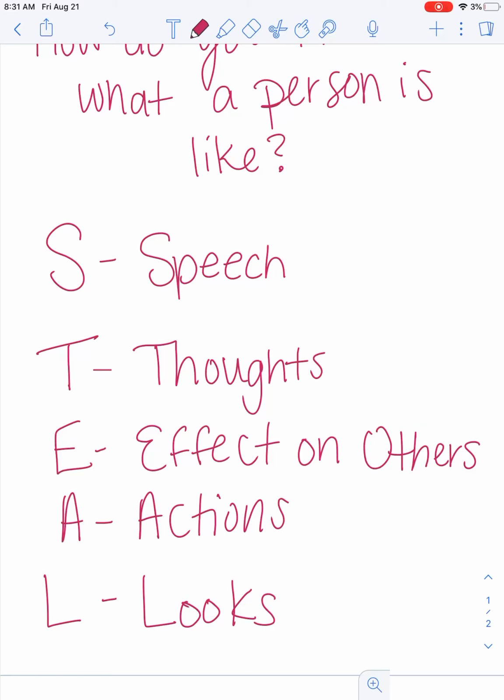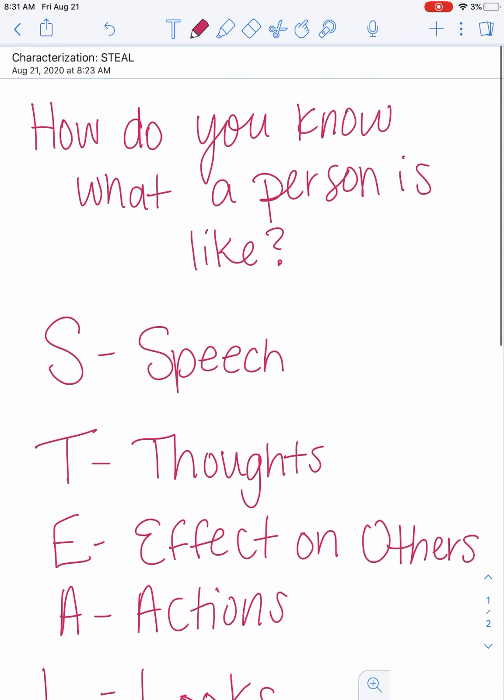And then the last one is L, and that's for looks. Obviously, in real life, we don't want to narrow a person down only by what they look like. People are more than that. But in books, authors have chosen to describe people in certain ways and make characters look certain ways for certain reasons. So sometimes that can say a lot about a person. So we want to have our eye on looks a little bit too.